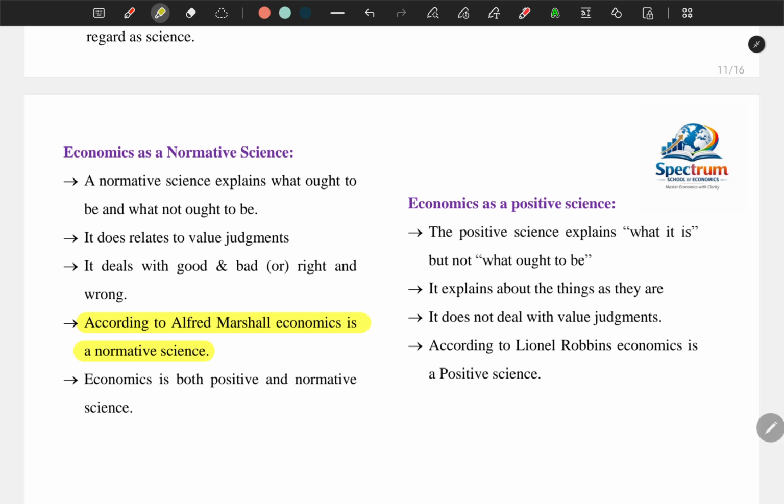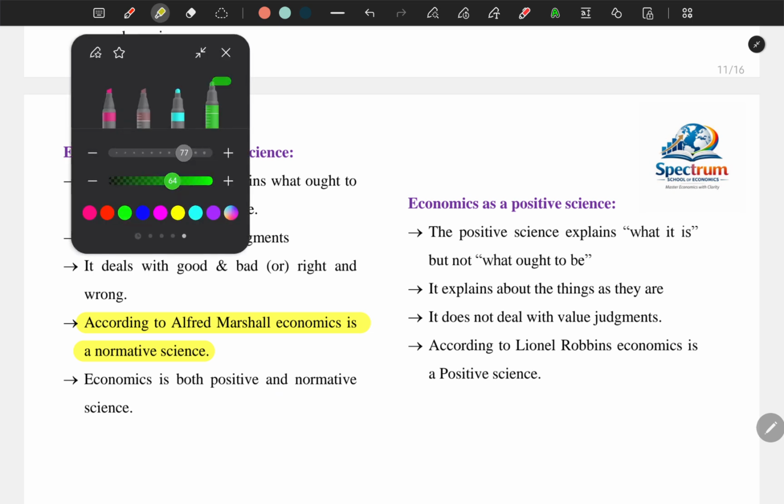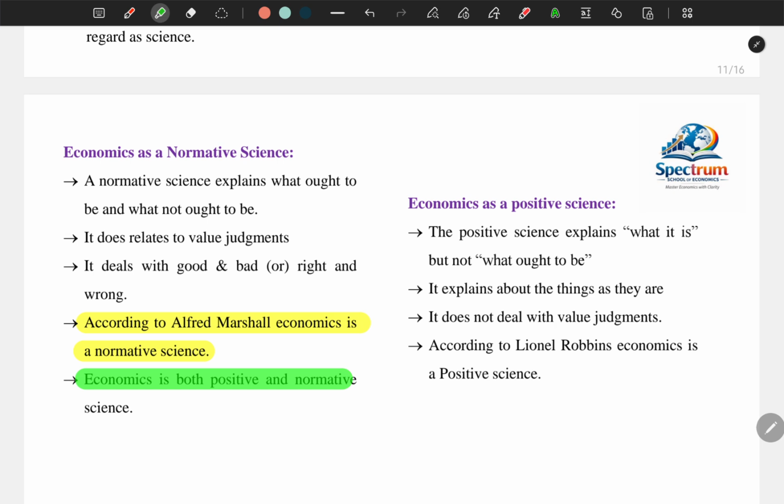Some say economics is both positive and normative. Sometimes we should consider it as both. When it comes to positive science, it explains what is, but not what ought to be. It explains things as they are, but it does not deal with value judgments. As a positive science, it does not deal with value judgments.